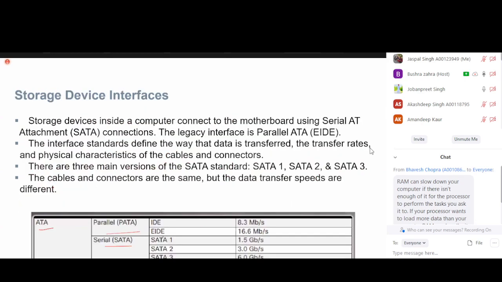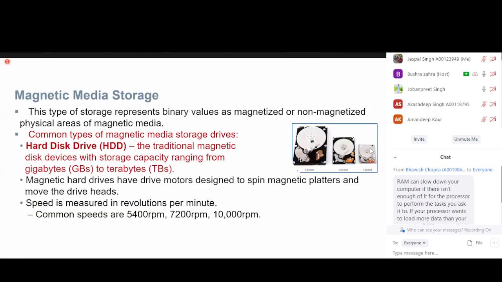The cable type is PATA or IDE or extended IDE. Those are 40-pin connectors, ribbon cables. IDE connectors are 40-pin or 80-pin, right? Those are ribbon cables. It looks kind of like this. I think I have a picture here.